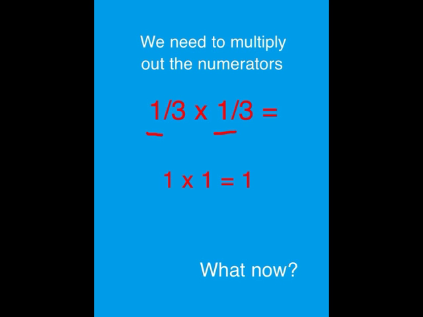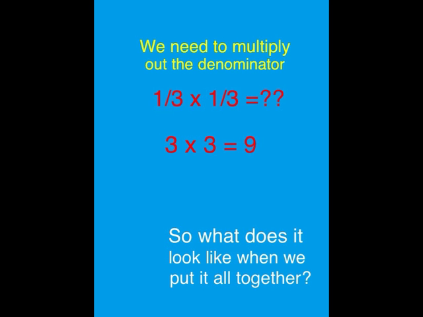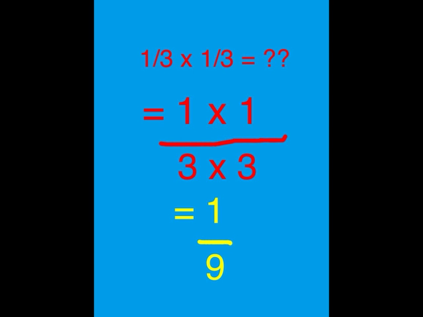What do we do now? We need to multiply out the denominator. So we've done the top numbers, now we do the bottom numbers. So 3 times 3, and we know that equals 9. So what does the fraction look like when we put it all together? So a third times a third was our original algorithm. So when we multiply them out, it becomes 1 times 1 over 3 times 3. It equals 1/9. There you go, you've just solved it.